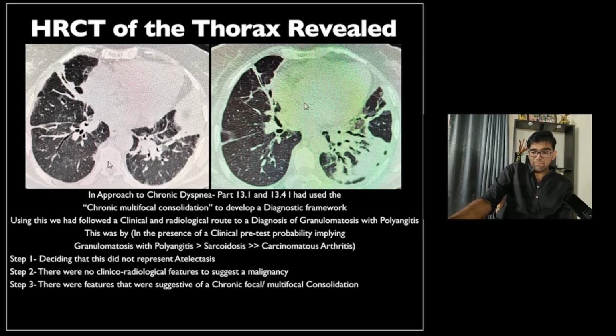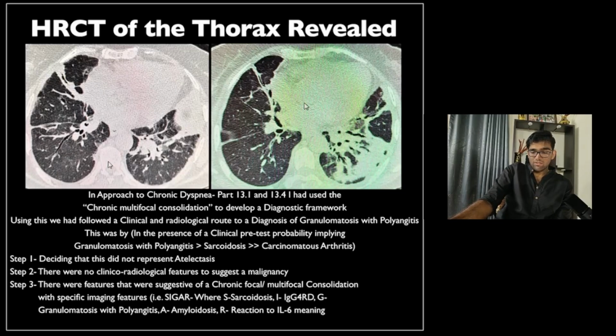And then in the third step, I developed a diagnostic framework for chronic focal or multifocal consolidation. And then we talked about such chronic multifocal or focal consolidation with specific imaging findings. And we suggested that you use a mnemonic device to remember the causes. That was CIGAR. So C represented sarcoidosis, I for IgG4 related disease, G for granulomatosis with polyangiitis, A for amyloidosis, and R for reaction to IL-6, meaning Castleman's disease.